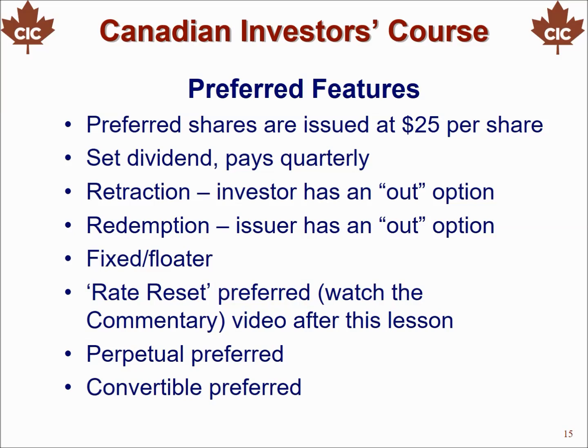There are also perpetual preferreds. These are preferreds that never expire, and convertible preferreds. Convertible preferreds are preferred shares that can convert into common stock under given correct circumstances.